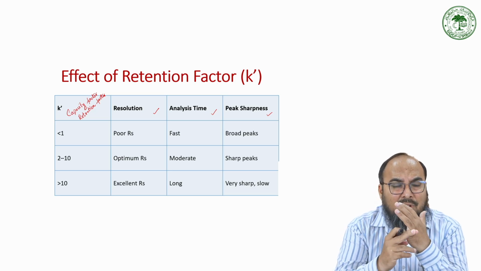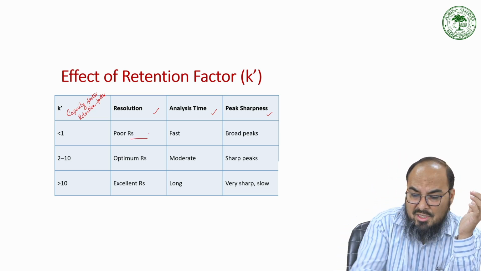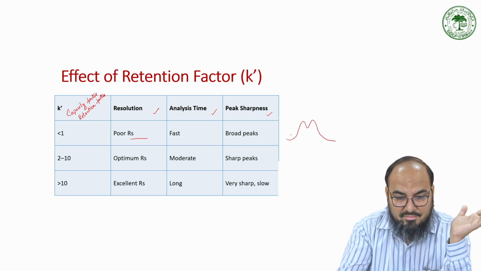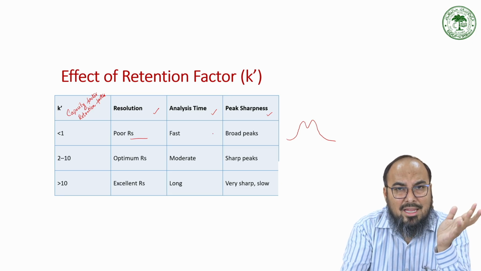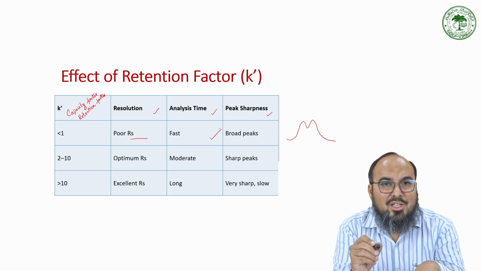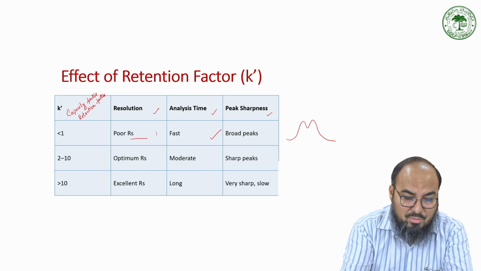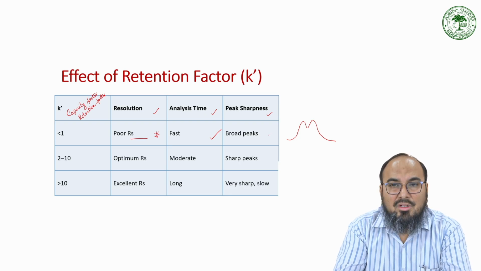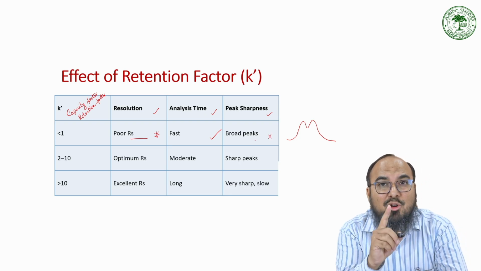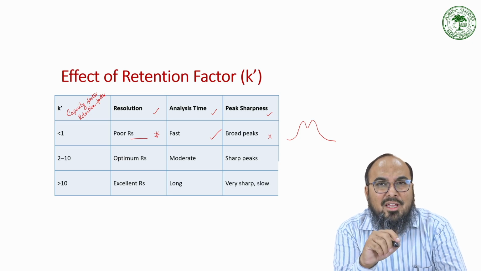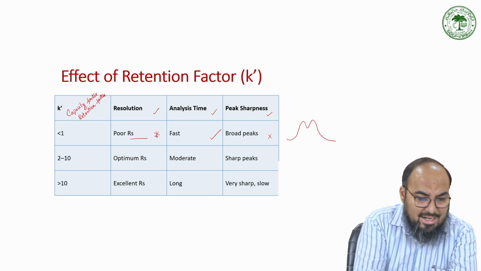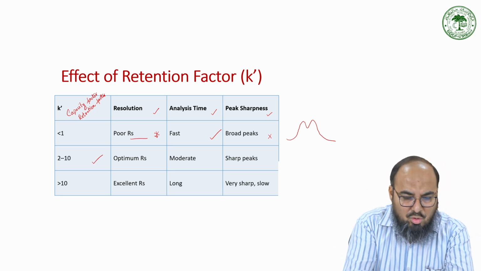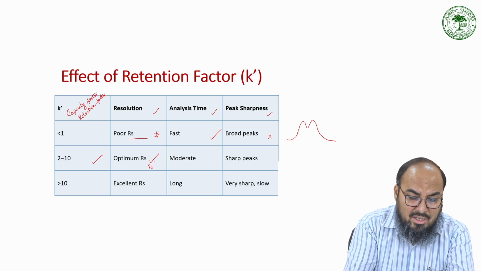Now if k dash is less than 1, then the resolution will be poor, that is, the peaks will not be separated. Here we have this type of peaks, and of course broad peaks. In terms of analysis time, this factor is good, but the resolution is compromised. So this is bad with this, but it is good with this, and broad peaks are generated, which is again a bad thing, because you need narrow sharp peaks for an effective, or you can say an optimized column. Now if your k dash lies somewhere between 2 to 10, then the resolution will be optimum, that is, here RS will be greater than 1.5.